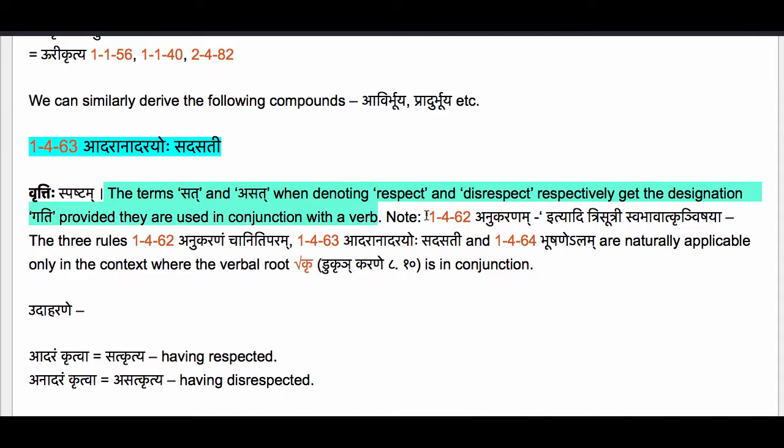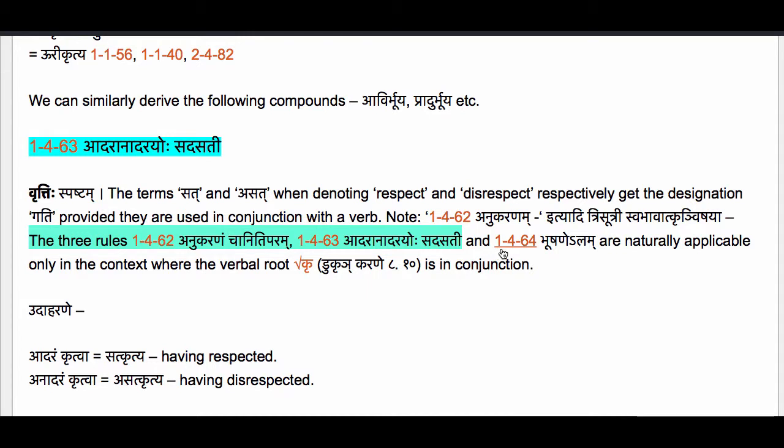Kriya Yoge. Kriya, of course, means action. Action is denoted by a verb, either a form ending in a ting affix or in a krit affix, added, of course, to a verbal root. The note here says that Anukaranam ityadi tri sutri swabhavat Krini Vishaya, which means that the three rules 1462 Anukaranam cha nitiparam, 1463 Adara Nadarayoho Sadasati, and 1464 Bhushane Alam are naturally applicable only in the context where the verbal root kru is in conjunction.